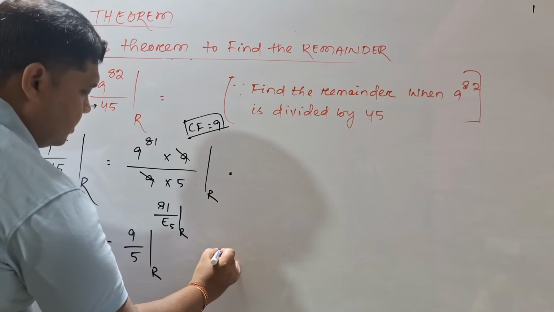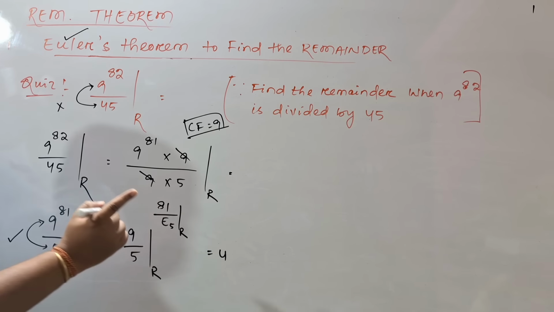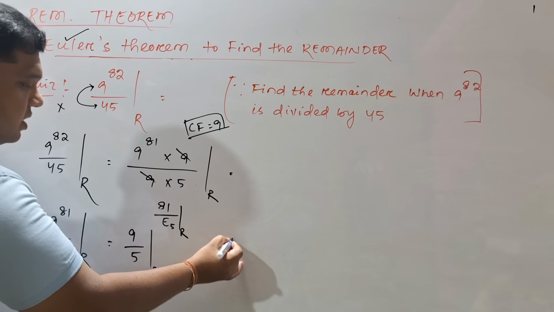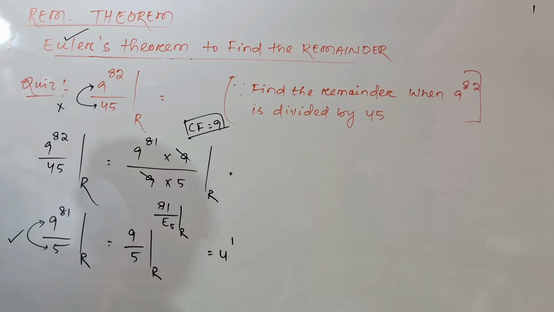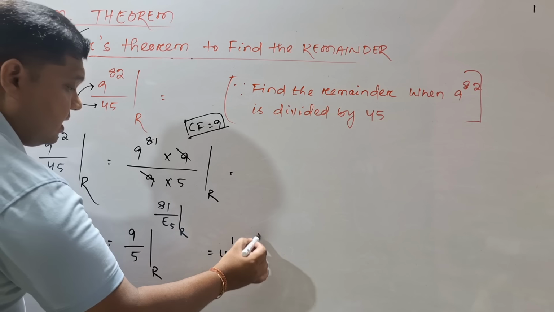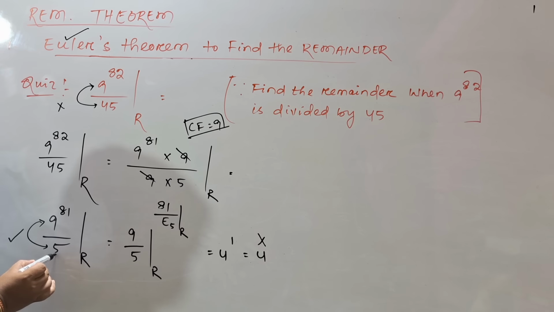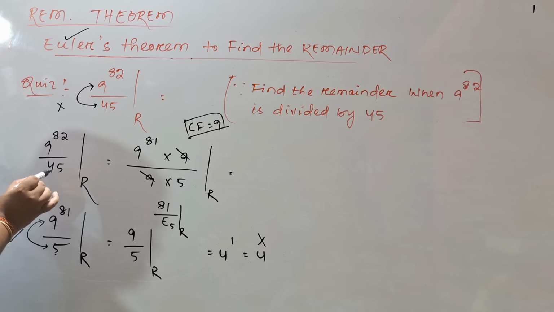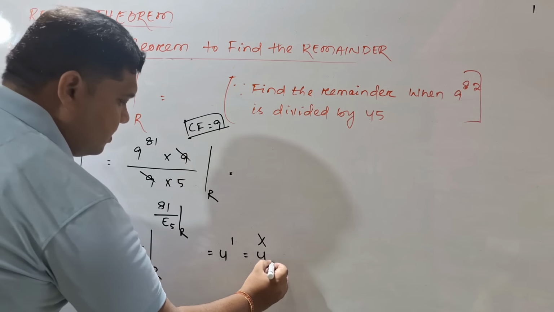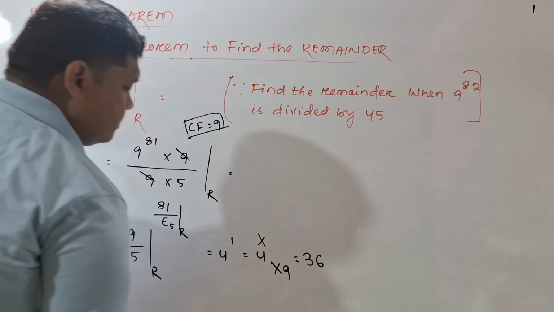So 9 by 5, the remainder is 4. And 81 when divided by Euler's number of 5, which is 4: 81 by 4, the remainder is 1, since 80 is divisible by 4. So the answer is 4. But this is not my final answer. Here the answer is 4 when the divisor is 5, but the actual divisor is 45. So the cancellation factor is 9, and at the end you have to multiply by 9. 9 into 4 is 36.